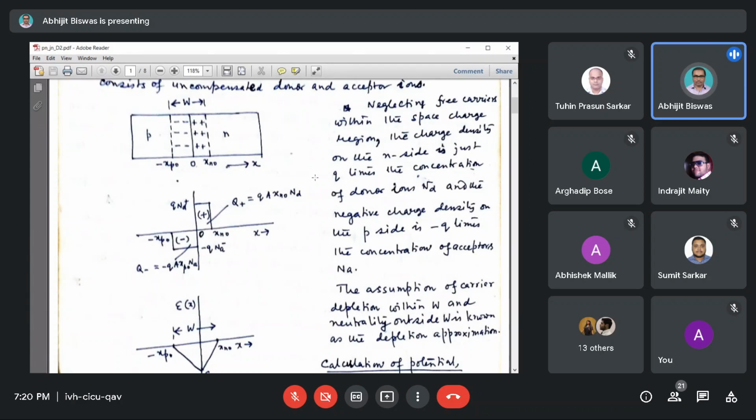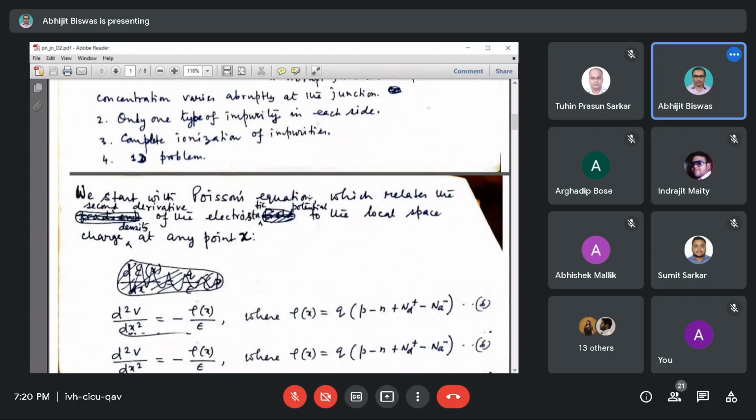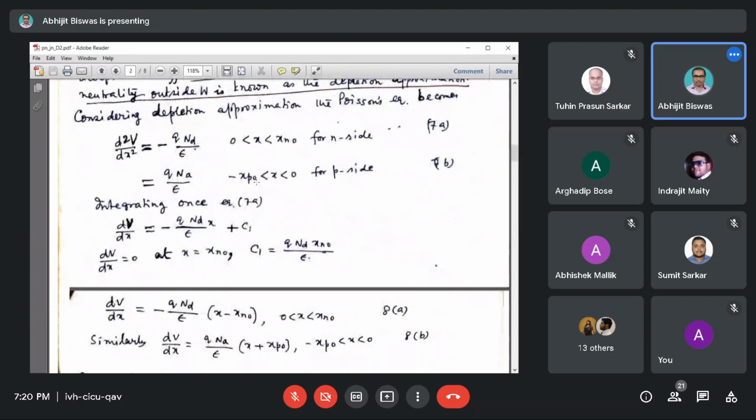After this depletion region is over, that means beyond x equal to xn0, this is the neutral region, so we are not considering this equation. So within this depletion region, Poisson's equation becomes d2V/dx² equal to minus q Nd by epsilon when x varies from 0 to xn0 on the n side. Similarly, it can be written on the p side, q Na divided by epsilon when x varies from minus xp0 to 0 on the p side.